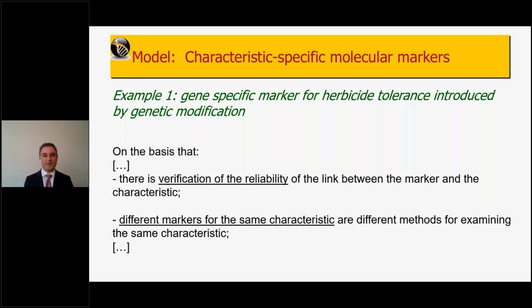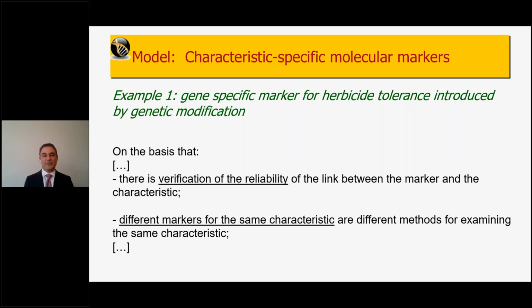There are two examples. The first example is the presence of a herbicide tolerance marker. So example one, gene-specific marker for herbicide tolerance introduced by genetic modification. The assumption to be met here is that you can reliably verify that when the marker is present, there is the expression of the characteristic. So whenever you find the herbicide tolerance marker, you can be sure that the characteristic will be expressed.